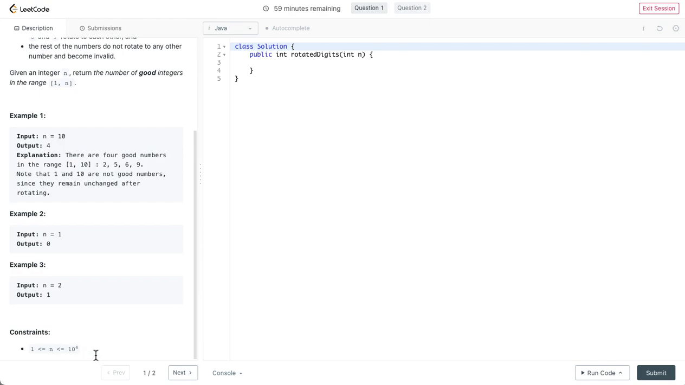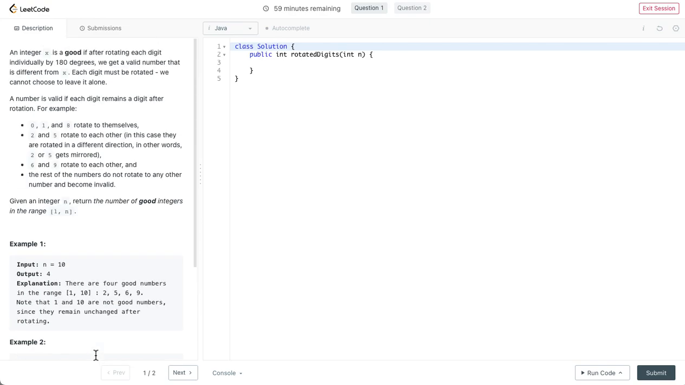So n is up to 10 to the power 4. So I guess I can just brute force first. There are 4 good numbers in the range 1 to 10: 2, 5, 6, 9. Note that 1 and 10 are not good numbers. They remain unchanged after rotating.